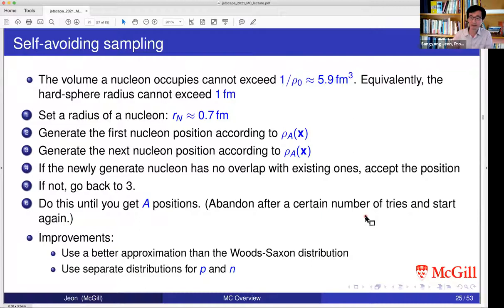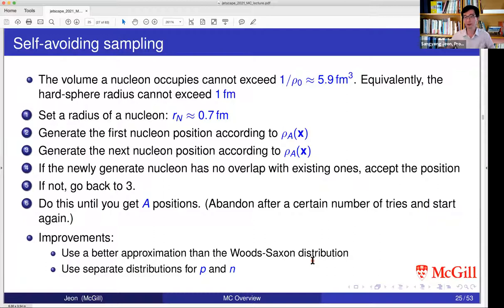In that case, abandon that event, just throw it away and start again. Okay, finding the 208 positions is cheap. It's not that computing intensive. Okay, you can of course improve that. You can find a better approximation in section. You can also find if you can calculate the separate distribution functions for proton and neutron, that's also better.